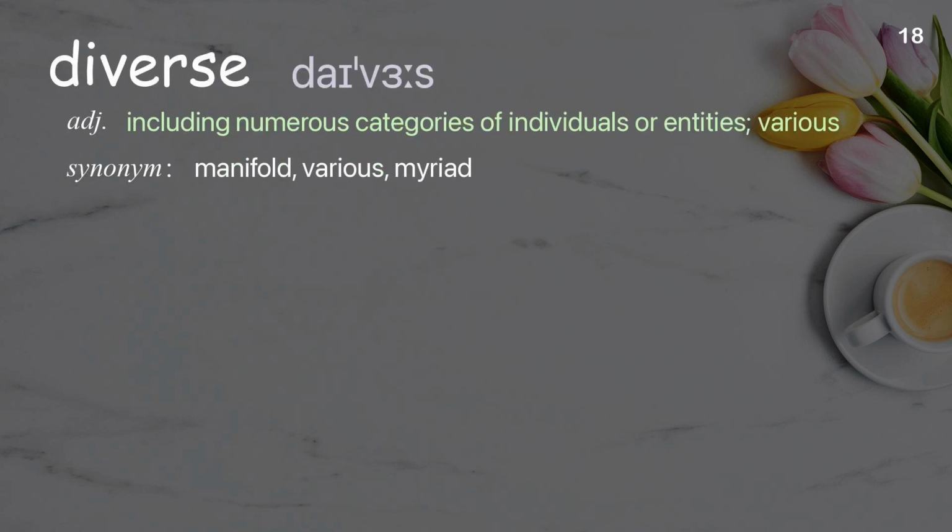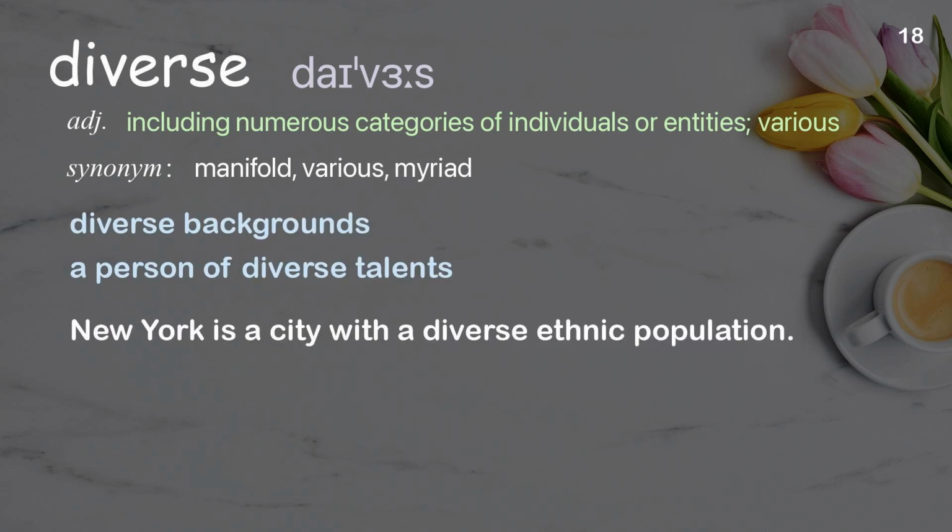Diverse. Including numerous categories of individuals or entities, various. Examples. Diverse backgrounds. A person of diverse talents. New York is a city with a diverse ethnic population.